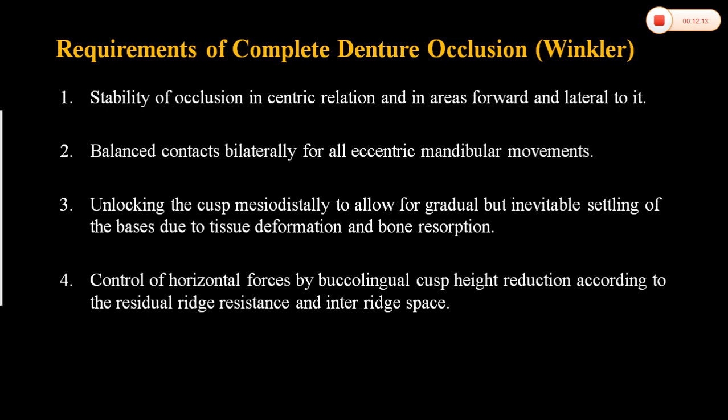In centric as well as in eccentric movement, the occlusion should be stable on the right side and left side, anteriorly and posteriorly. Okay, the more stable the occlusion, the minimal the force. Unstable forces lead to rocking dentures, or one area of the occlusion will generate more forces, which is detrimental to the bone. Okay, stability of occlusion is important.